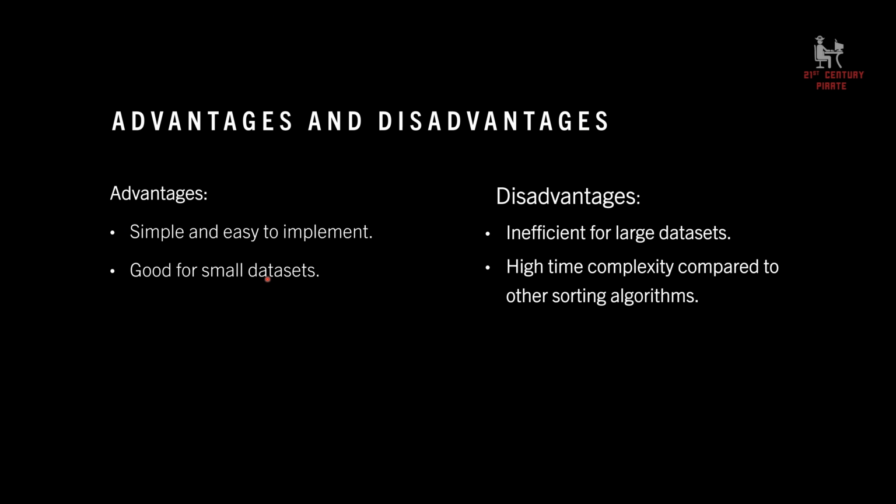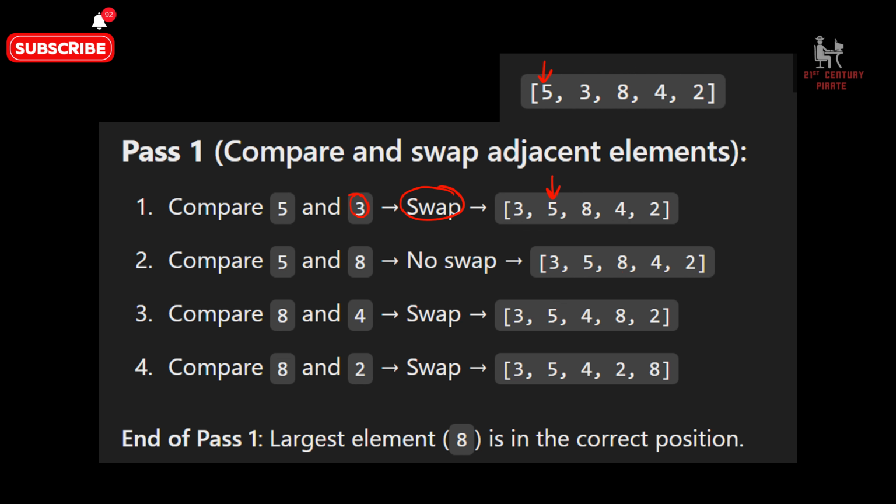Now our pointer was at the first element in the first step. Now the pointer moves to the second element, 5. Now we compare 5 and 8. Now 5 is smaller than 8, so no swap is necessary, and this is the resulting array. Now in the next step, the pointer moves to the third element, 8. Now we compare 8 and 4, and 8 is greater than 4, so we perform a swap. 4 and 8 are swapped, and this is the resulting array.